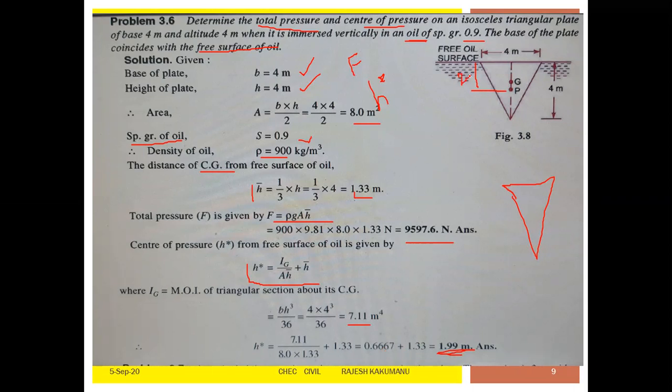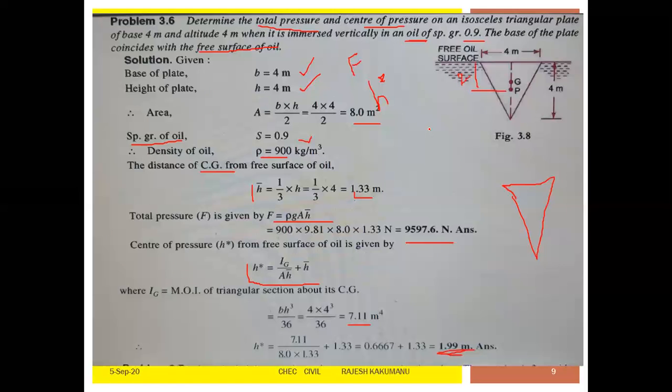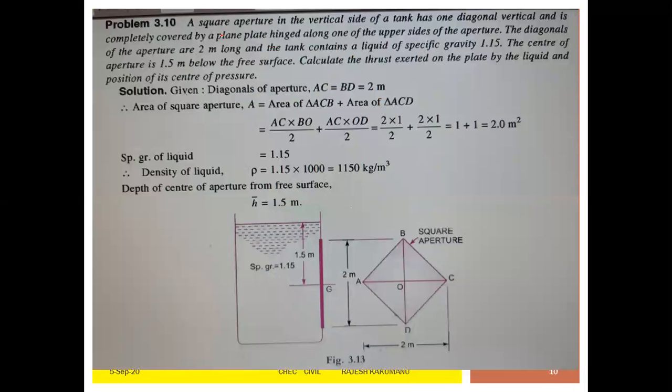So like this you have to do for a vertically immersed object in any fluid. So there is another problem inside this. A square aperture in a vertical side of a tank has one diagonal vertical and is completely covered by a plain plate hinged along one of the upper sides of the aperture.